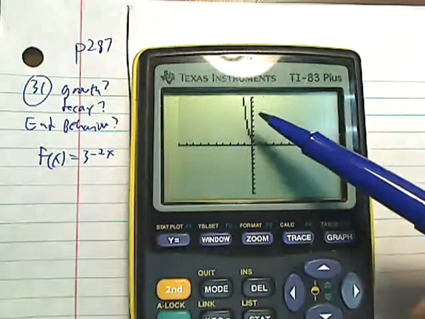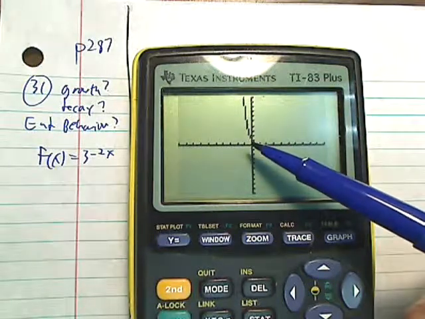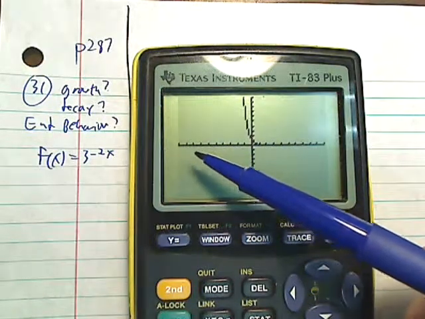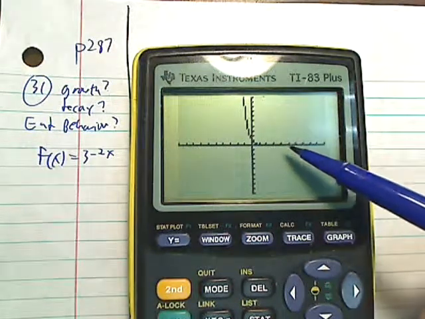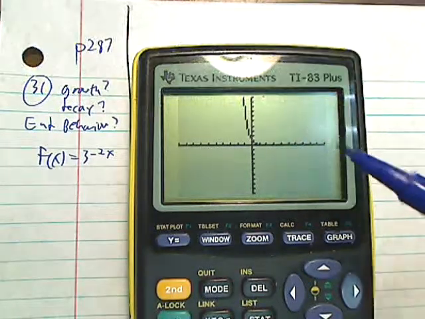Okay, we can see this is a decay function, it's going down. As x goes to negative infinity, the function value approaches infinity, and as x goes to the right towards positive infinity, the function is going to 0. So that's all the answers there.